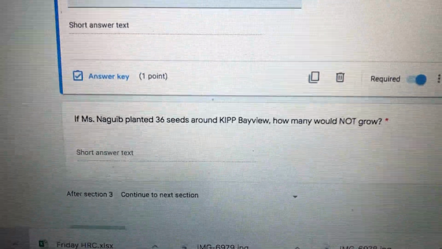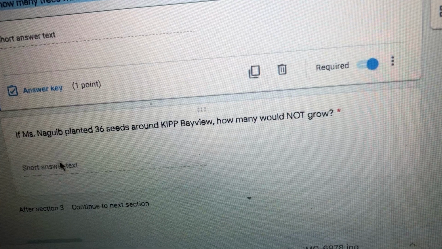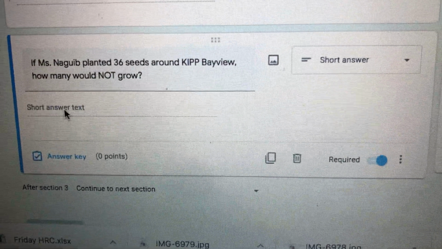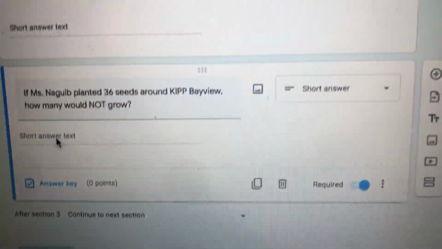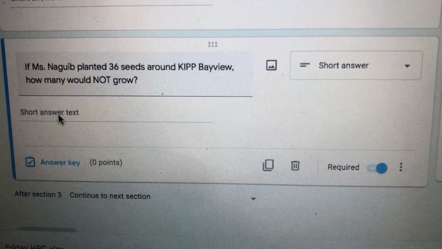So please make sure when you type in your answer, I don't know why it's not showing me right here, but what you need to do is actually just write the number. Just write 27. Don't write anything else.